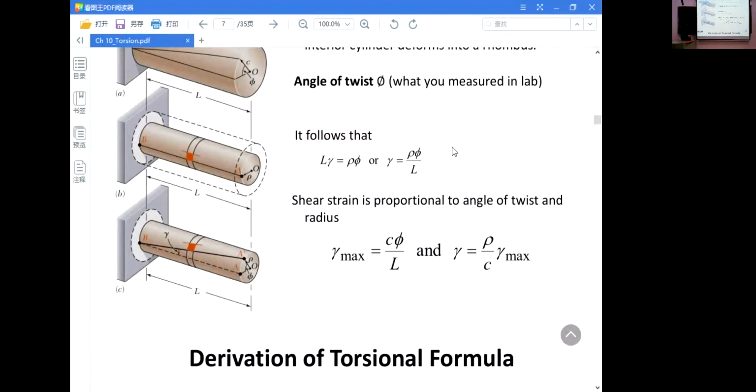First, bring out what? It means it's G phi over L. Tau rho equals G phi over L times rho, and T equals G phi over L times the integration of rho squared dA. Yes or no?